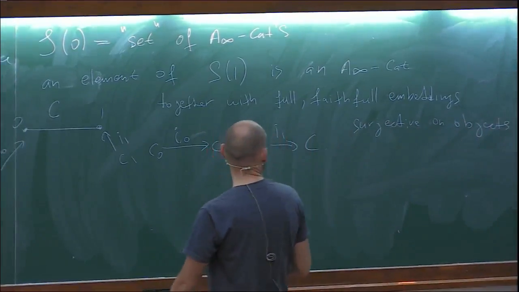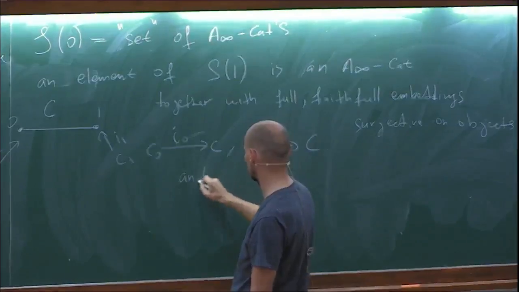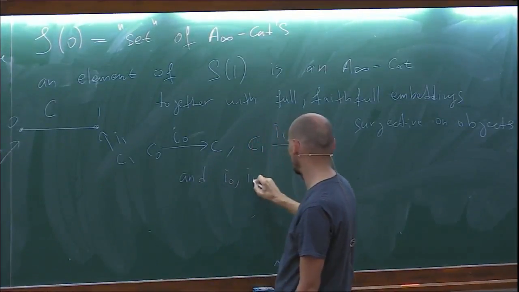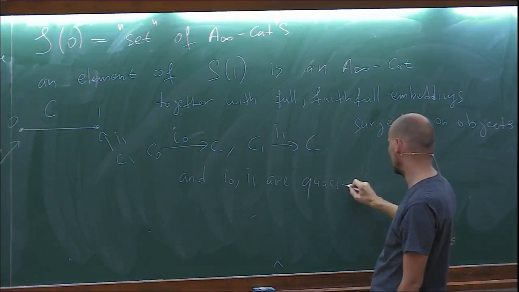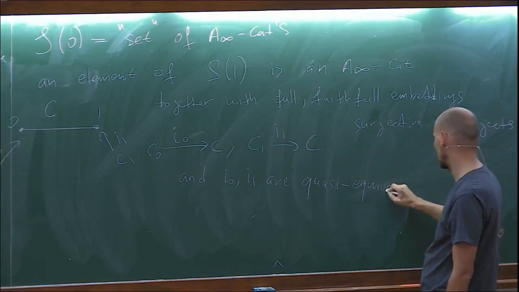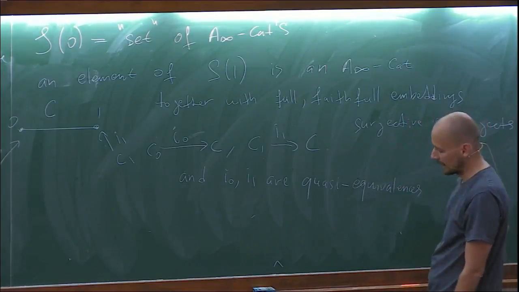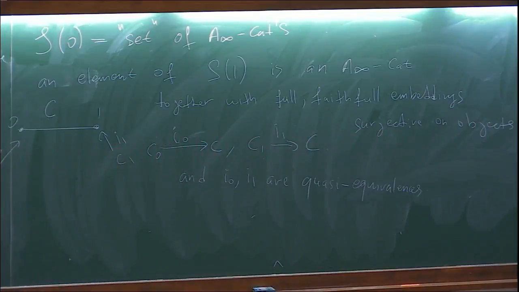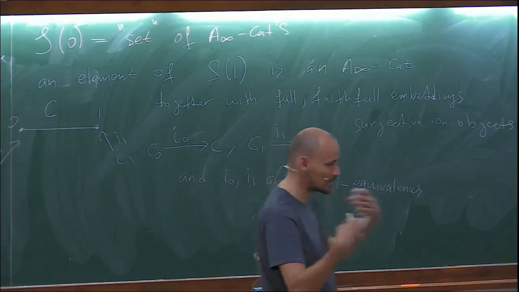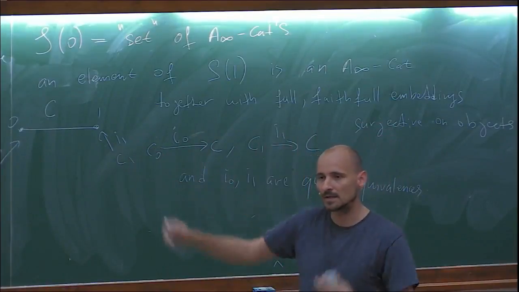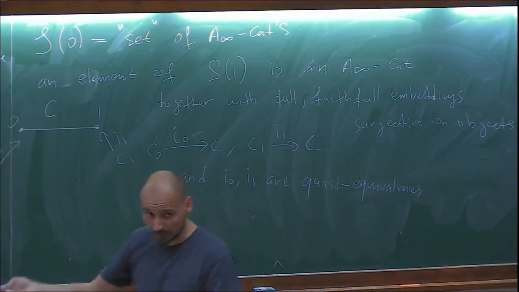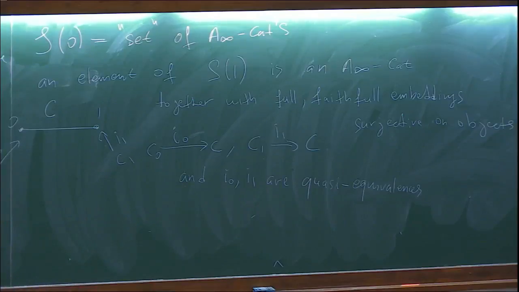And I0 are quasi-equivalences. So I suppose we haven't really talked about quasi-equivalences. A quasi-equivalence between two infinity categories is a morphism of infinity categories such that when you pass to homology, taking homology of all the spaces, it becomes an equivalence of categories with the associated vector-enriched categories.